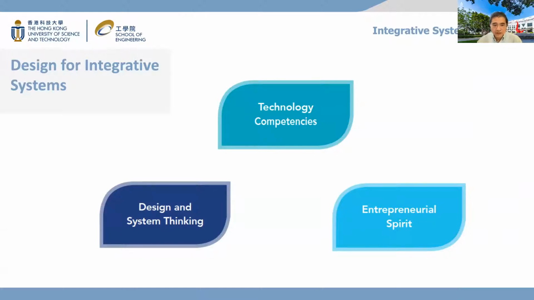The other is what we call design and system thinking. Design is a very important part because our system is for the human, for the user, for people. So we need to adopt design and system thinking in order to solve the problem for them.